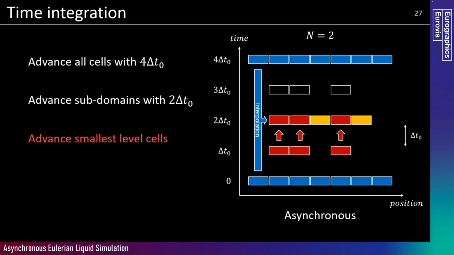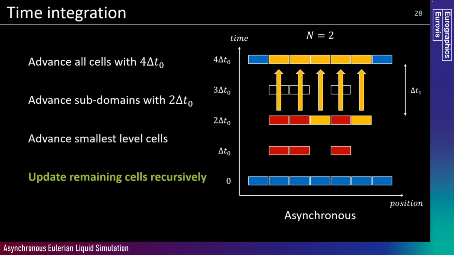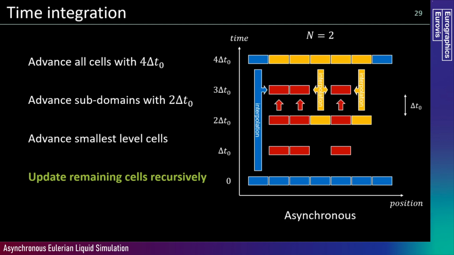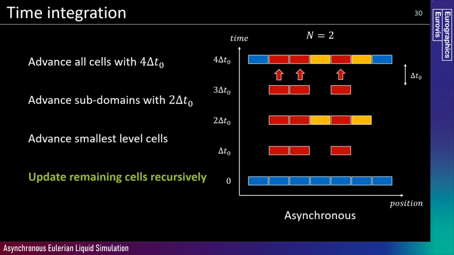As all target cells of the yellow level are updated to delta t0, we then compute this level with the same strategies. The simulation flow after here is the same as I mentioned. All remaining cells are recursively calculated and overwritten by the result of the smaller level. And when all cells are updated for delta t0, we proceed to the next step.